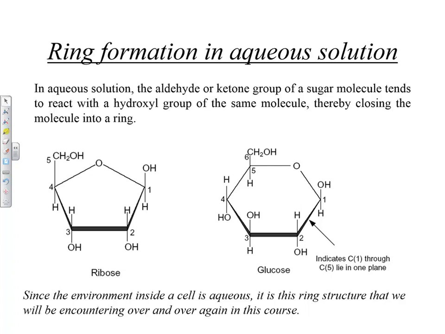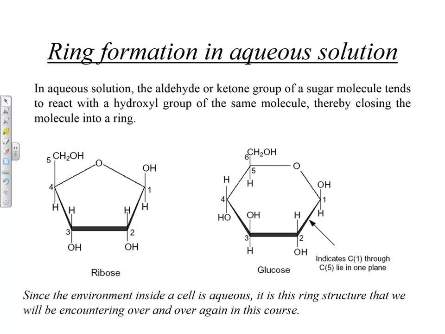Next, I want to point out something to you about ring formation in these organic compounds, in these sugars. So ring formation of these five and six carbon sugars in aqueous solution. See, the inside of the cell is watery, as I said before. It's an aqueous solution. The boundary is made up of lipids. That's oily. So in aqueous solution, the aldehyde or the ketone group of a sugar molecule tends to react with the hydroxyl group of the same molecule, thereby closing the molecule into a ring.